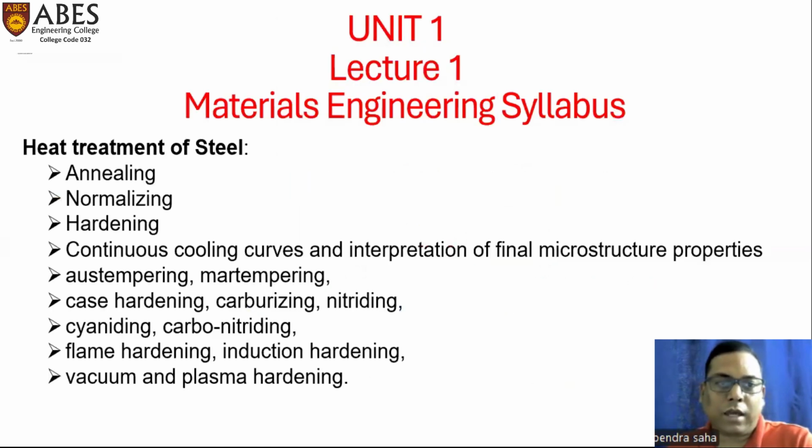The content which I will cover under the heat treatment process is the following: annealing process, normalizing, hardening, continuous cooling curve, and interpretation of final microstructure properties. After that, we will also cover some special types of heat treatment processes like austempering, martempering, case hardening, carburizing, nitriding, cyaniding, carbonitriding, and besides the syllabus, some newly introduced hardening processes. These are called flame hardening, induction hardening, vacuum, and plasma hardening.